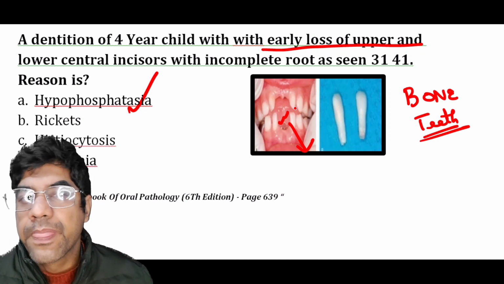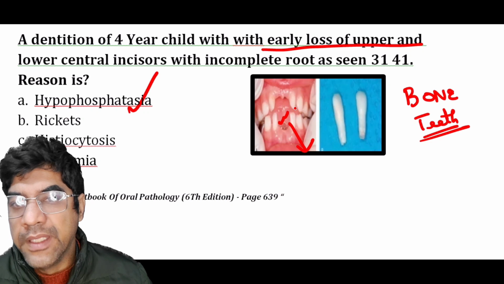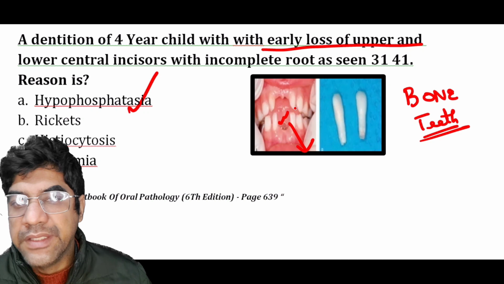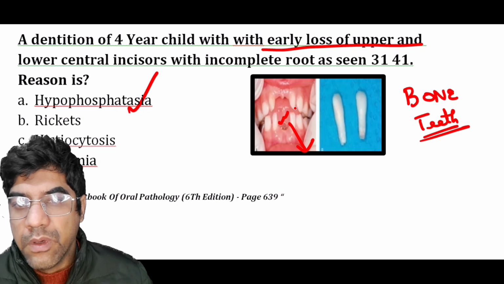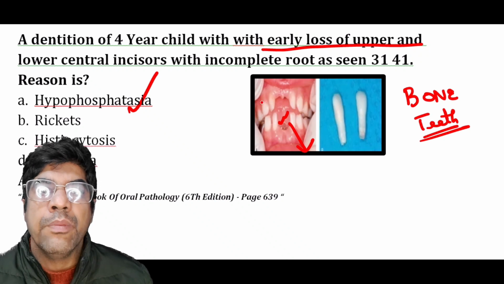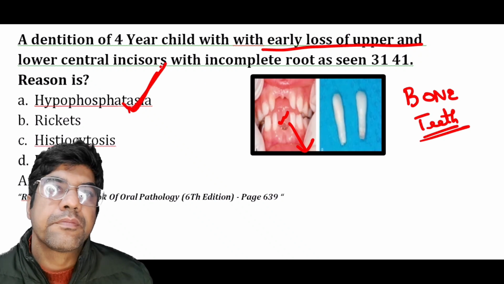The leukemia is a type of cancer affecting the blood cells. Leukemia can affect the bone marrow and cause changes in the oral cavity. So the most common reason could be hypophosphatasia.